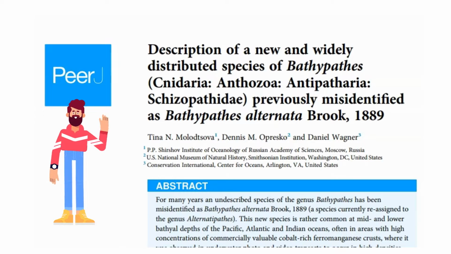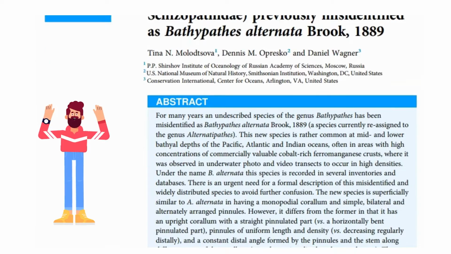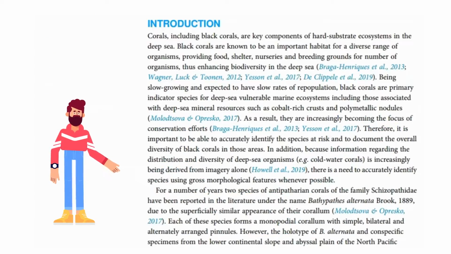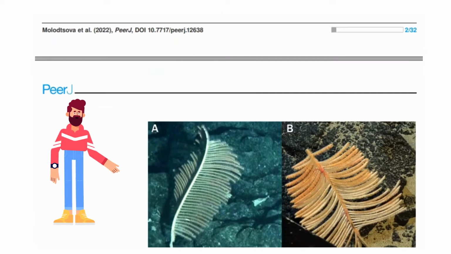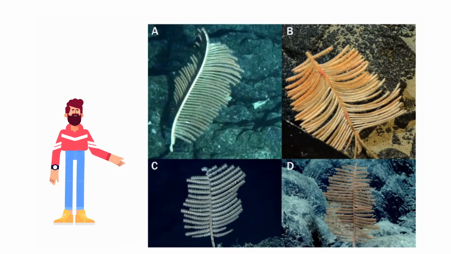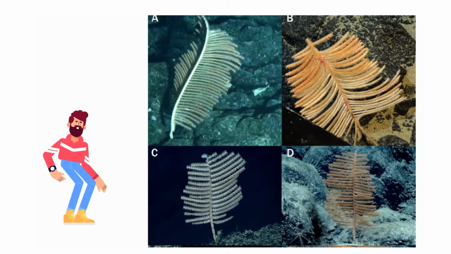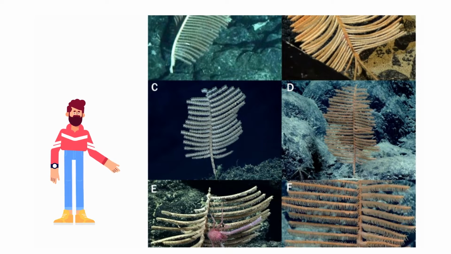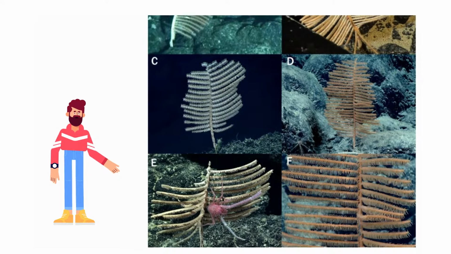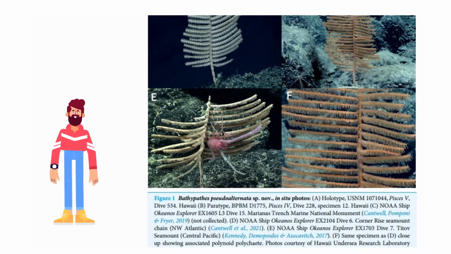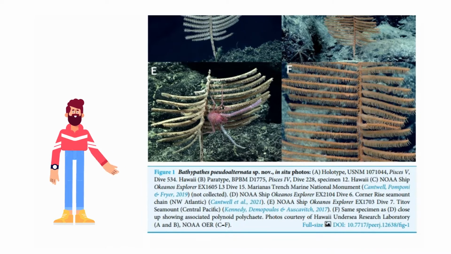Corals, including black corals, are key components of hard substrate ecosystems in the deep sea. Black corals are known to be an important habitat for a diverse range of organisms, providing food, shelter, nurseries and breeding grounds for a number of organisms, thus enhancing biodiversity in the deep sea. Being slow-growing and expected to have slow rates of repopulation, black corals are primary indicator species for deep-sea vulnerable marine ecosystems, including those associated with deep-sea mineral resources such as cobalt-rich crusts and polymetallic nodules.